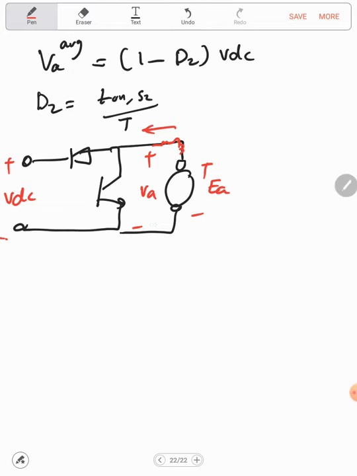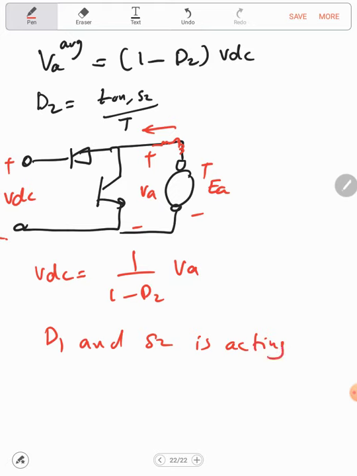So if we need to write it in terms of the input and the output, VDC will equal 1 over 1 minus D2 of VA, and this is actually the relation for the boost converter. So this means that D1 and switch number 2 is acting as boost converter.